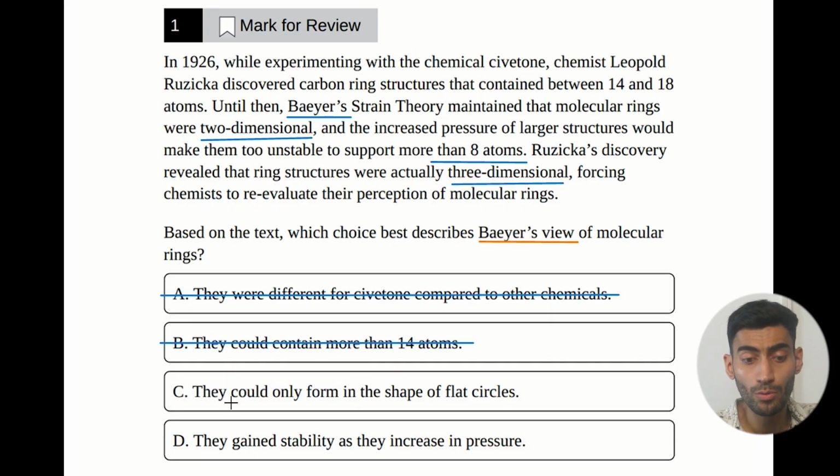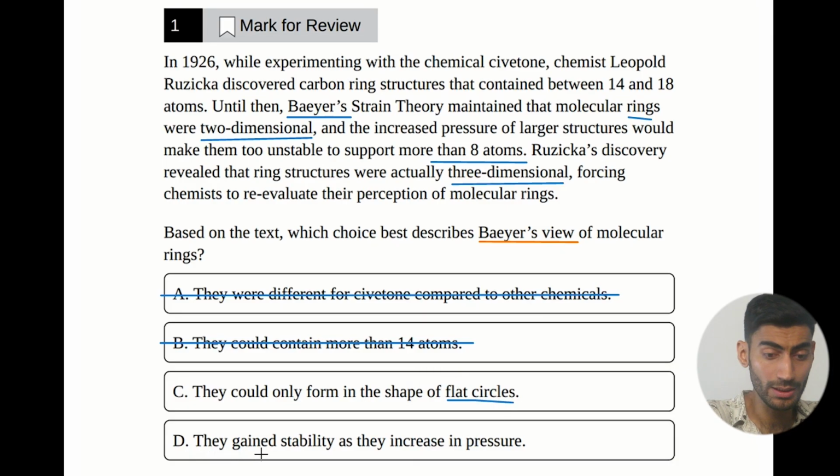C, they could only form the shape of flat circles. Well, flat, two-dimensional. This is a key word. They're flat, they're two-dimensional, and they are rings. So flat, two-dimensional rings would look like a circle. So this could be the case. Let's see what D says.